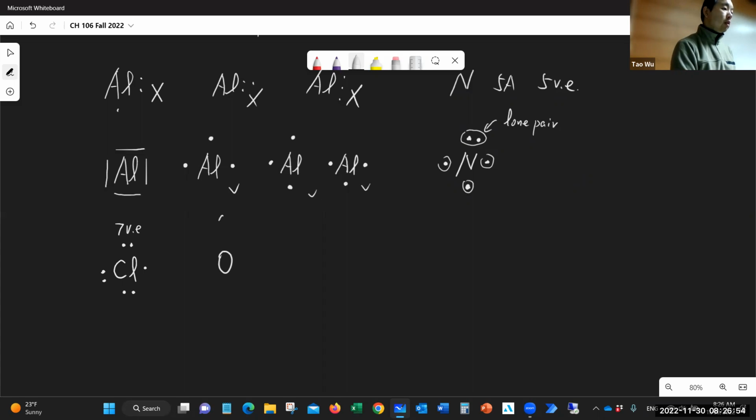For oxygen, they have 6 valence electrons. So this guy should have 2 sides paired and 2 sides single. For the oxygen, it doesn't matter how you draw. You can draw like this. This is totally fine. This is how you draw the Lewis structure for the valence electrons, a Lewis structure for elements.